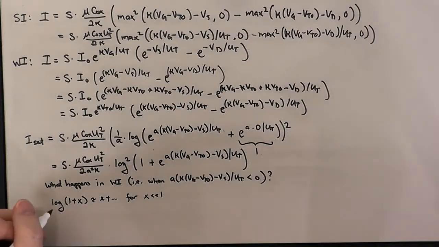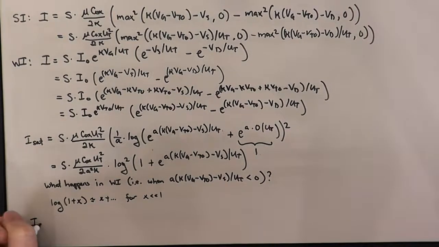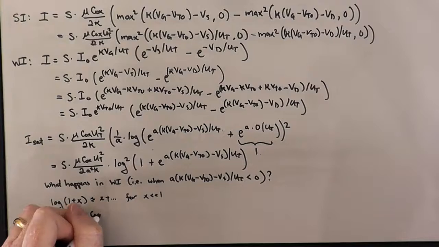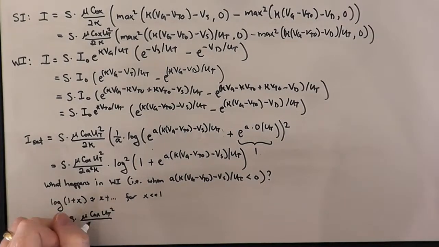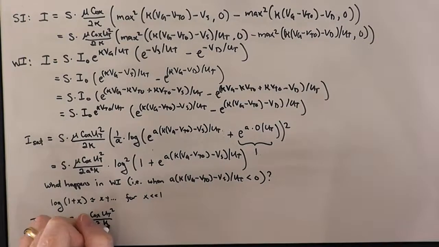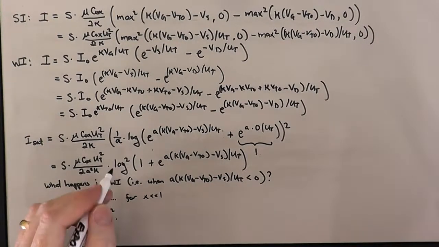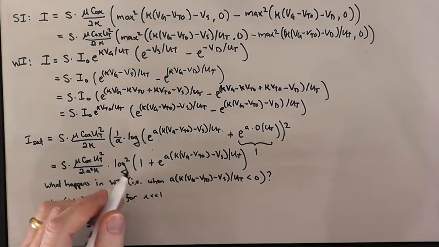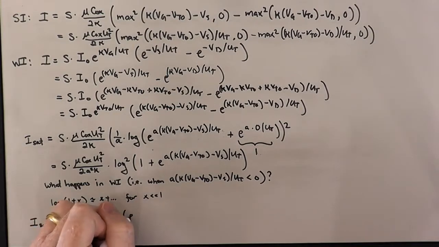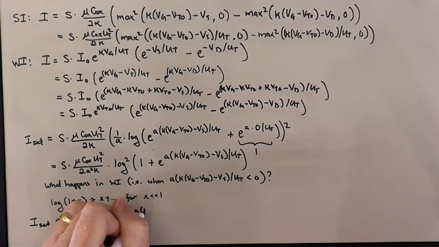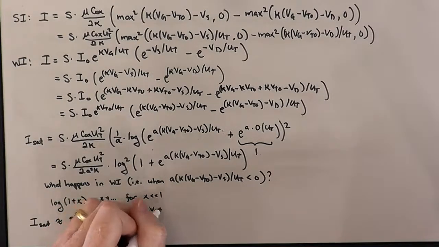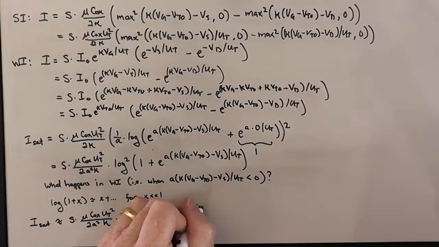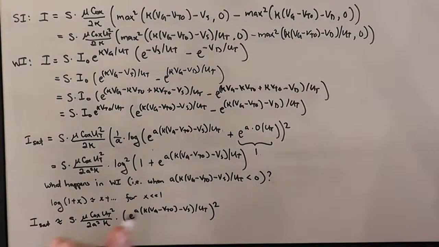So in this case, I sat would be approximately S times mu Cox Ut squared over 2a squared kappa times, well, we would get the log of 1 plus the small thing being approximately equal to the small thing, so we'd have e to the a times kappa Vg minus Vt0 minus Vs over Ut, all squared, because it's the log squared.